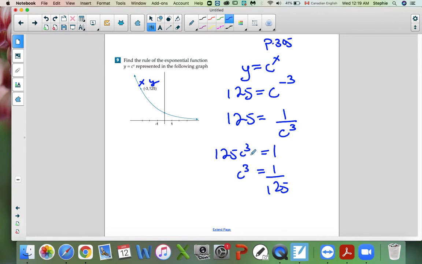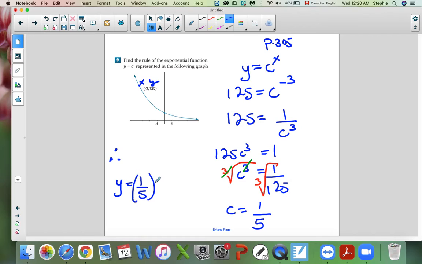Now how do you get rid of a cube? You cube root it, and what you do to one side, you do to the other. Of course, this will cancel that out, and now your c is isolated. I could do this in my head because I know that the cube root of 125 is 5, but if not, of course, you can use your calculator. And there's my final answer. So your final equation would look like this: y is equal to (1/5)^x. And that's your answer.